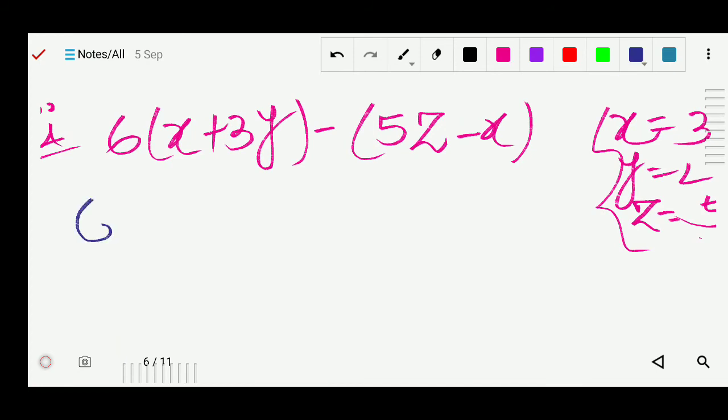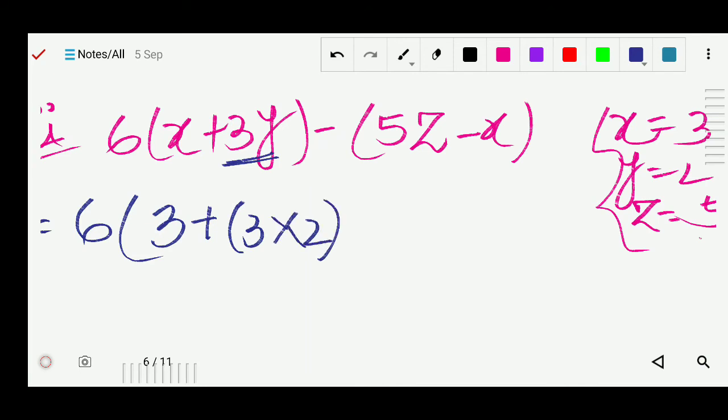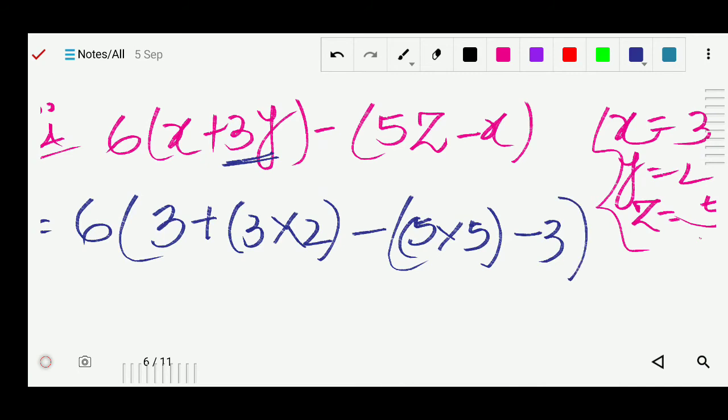So 6 we can write 6. What is the value of x? 3. What is the value of y? So we can also write in the bracket 3 into what is the value of y? The value of y is 2. So 3 into 2 minus what is the value of z? The value of z is 5. So we just write in the bracket 5 into 5. What is the value of x? Again 3. So write 3. Okay. Now next these two we will solve first because this is inside the bracket.